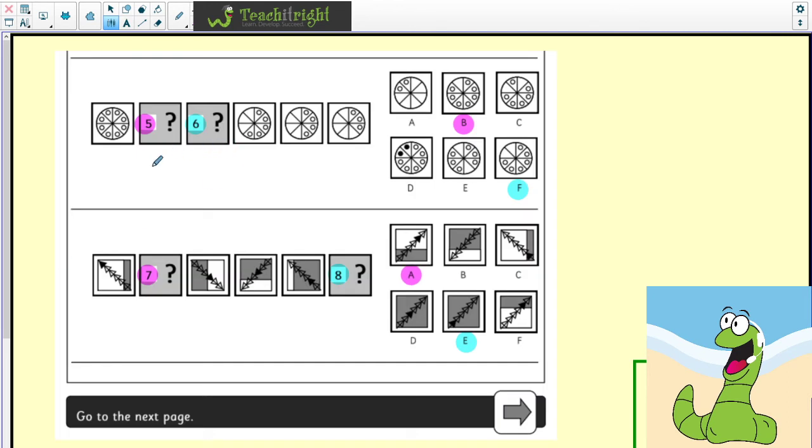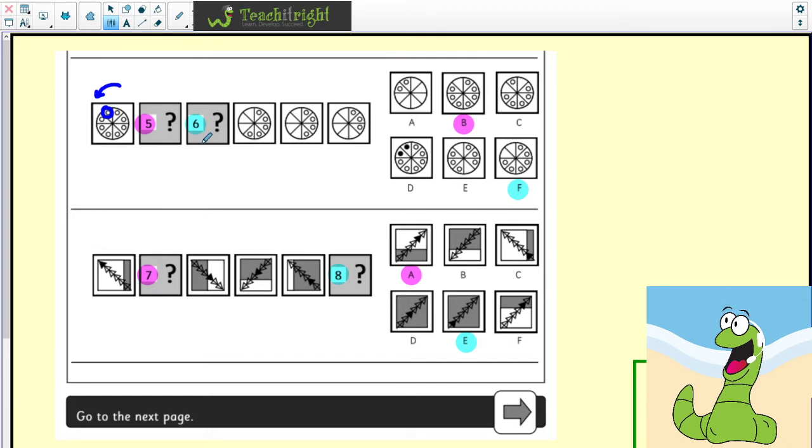Looking at question 5 and 6, we've got this sort of pizza shape, and a circle divided up into sectors, and what's happening is we're losing a circle each time. So how are we losing them? Well, we're going anti-clockwise, and we're losing one circle each time. So this is the first circle we're going to lose. So the answer is B.